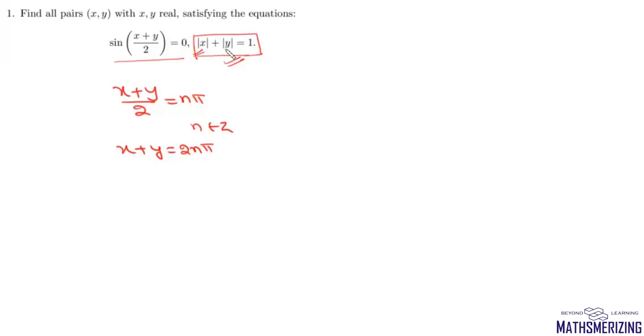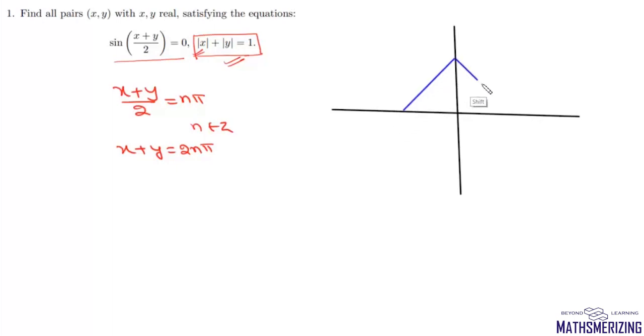So we know that |x| + |y| = 1 represents a square. The vertices are (1, 0), (-1, 0), (0, 1) and (0, -1). So this is the graph of |x| + |y| = 1. We have already discussed graphs and their transformations in previous videos. I'll provide the link to the transformation of graphs in the description below.